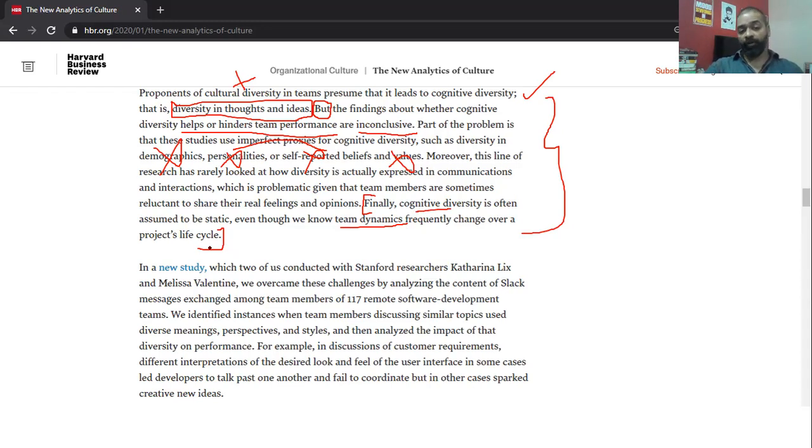So saying cognitive diversity is often assumed to be static, even though team dynamics change, means the author believes that if team dynamics change, cognitive diversity should also change, or it should not be assumed as static. Which means the assumption is that cognitive diversity is influenced by team dynamics. That's how you spot assumptions. You see a gap between the terms used, but there is still an interconnection, or a relation, between the first idea and the second idea.